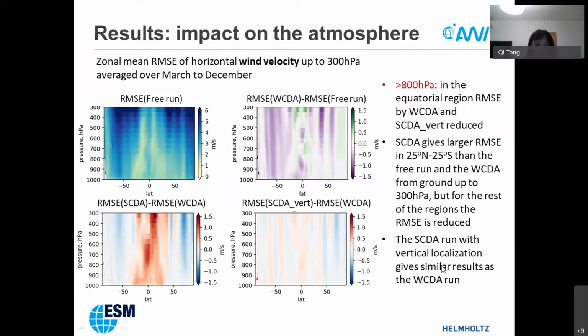And so the strongly coupled data assimilation gives actually larger RMSE between these regions, so 25 north to 25 south, than in the free run, and also than the weakly coupled data assimilation, up to 300 hectopascal. But for the rest of the regions, the RMSE is reduced. So these two, the strongly coupled data assimilation with vertical localization and the weakly coupled data assimilation, perform always quite similar. Also here for the wind velocity.